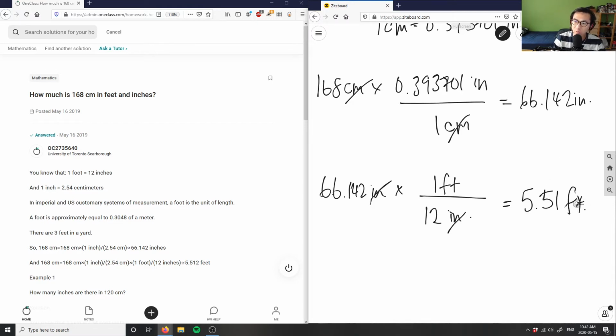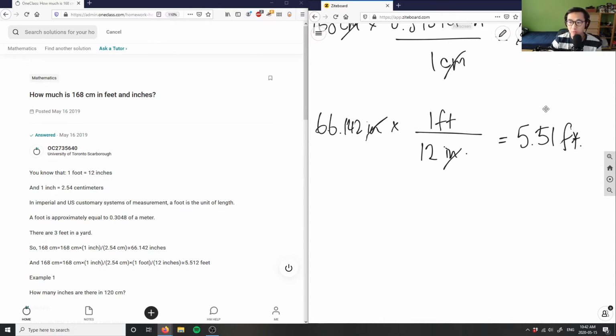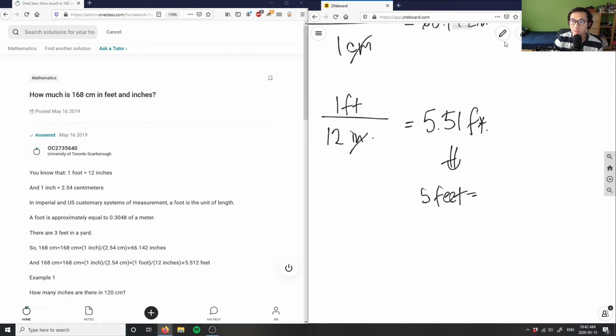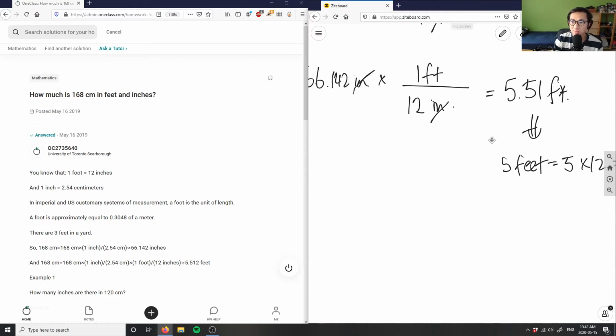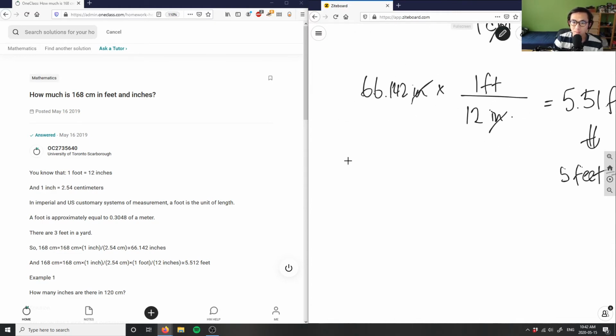5.51 feet. In this case, I'm going to round down, and the reason I'm rounding down is that I want feet and inches. So I'm going to round down to 5 feet, which equals 5 times 12 inches, which is 60 inches. I'm going to subtract this number: 66.142 minus 60, I'm left with 6.142 inches, so this would be around 5 feet and 6.142 inches.